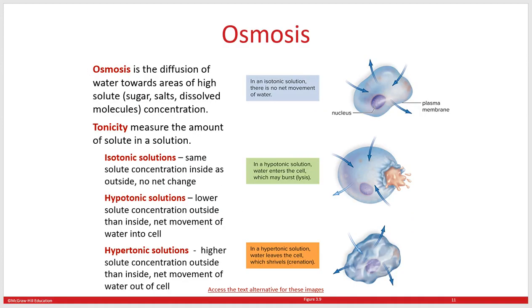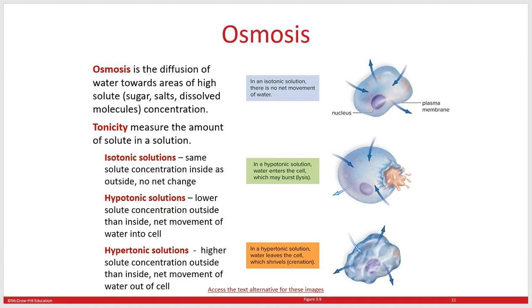Osmosis is the diffusion of water towards areas of high solute concentration. And in the case of osmosis, it's the diffusion of water across some membrane, right? And when we talk about osmosis, we hear these terms isotonic, hypotonic, and hypertonic. And I want to point out something to you here.